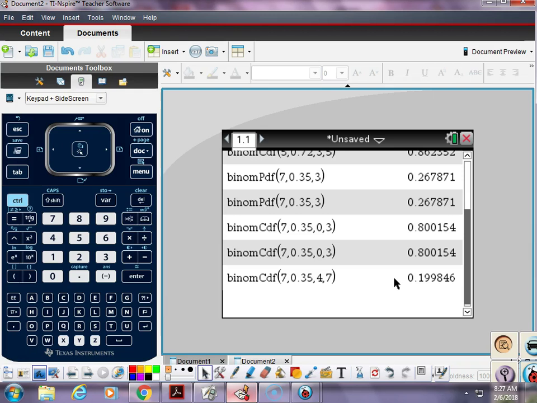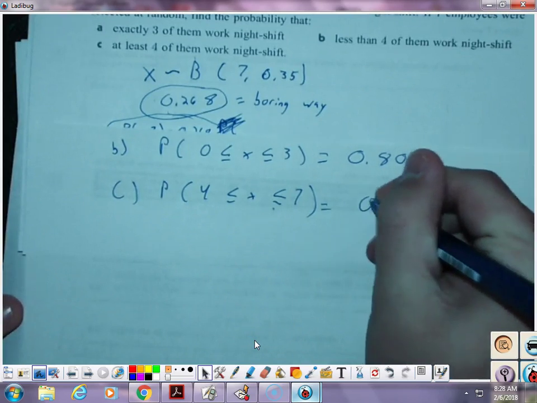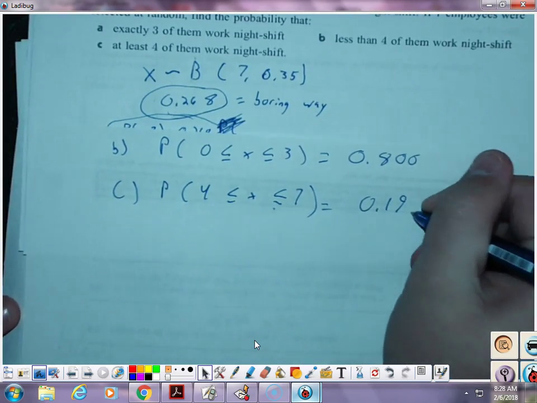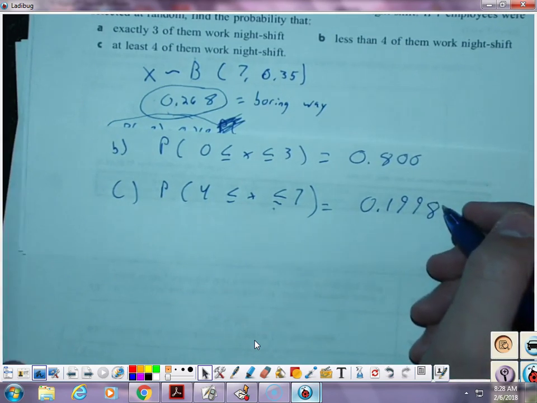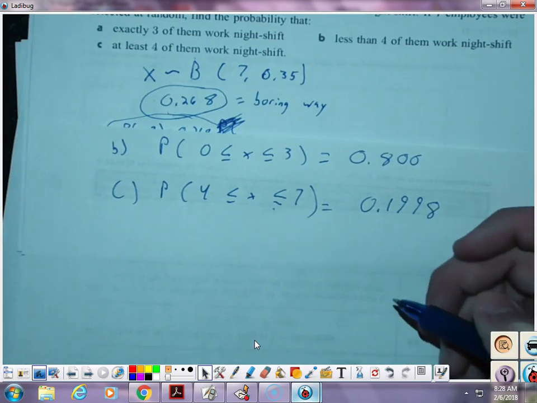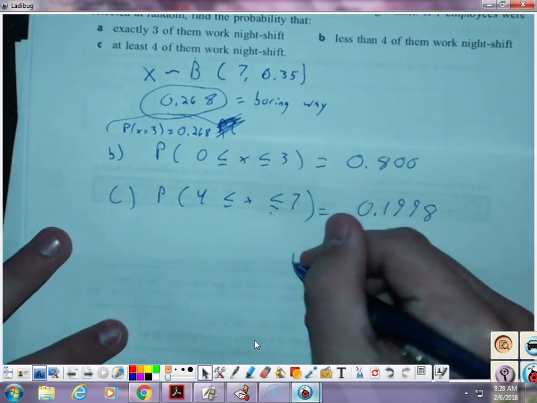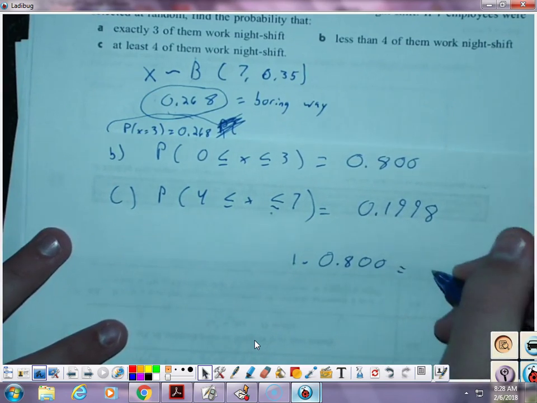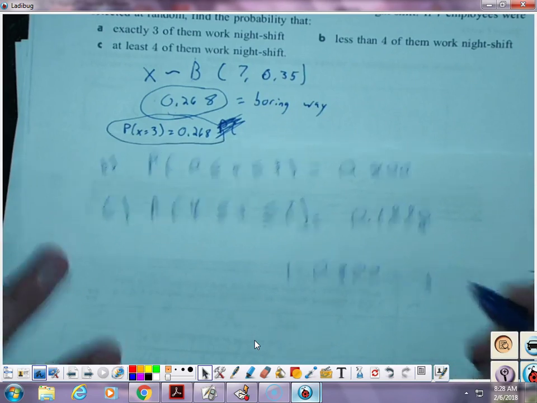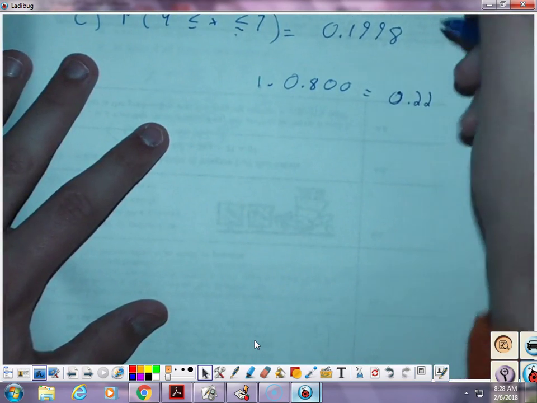So when you do it in the calculator, let me pull it back on Ladybug. When you do it on calculator, you get like 0.19 or something. 0.1998446. So it rounds up. If you do 1 minus 0.800, that's going to equal about 0.2, which this rounds up.